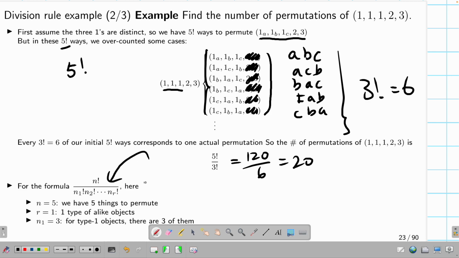If you plug in the formula, n is 5. What's r? r is the number of repeated types. So you have one type of thing being repeated, that's 1. And then how many of them? 3. So n1 is 3. So you have this. Okay?